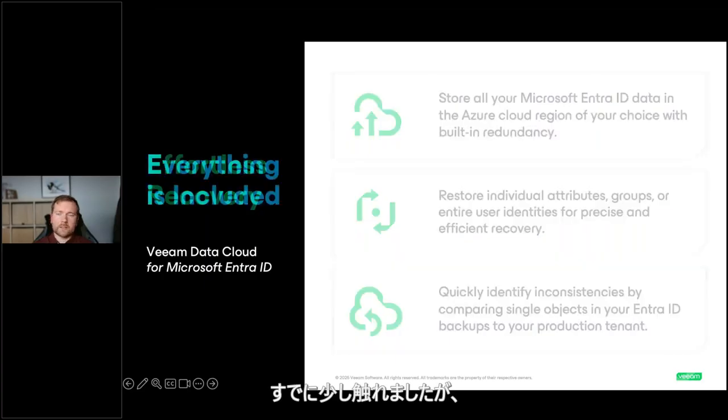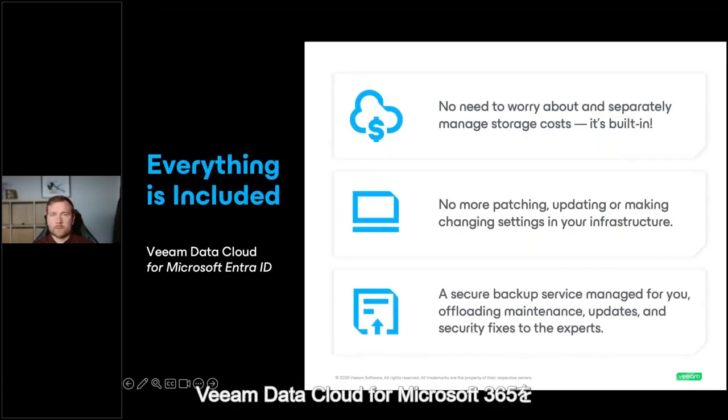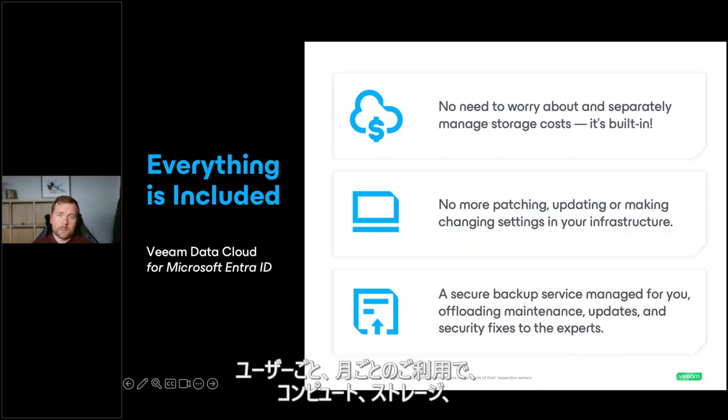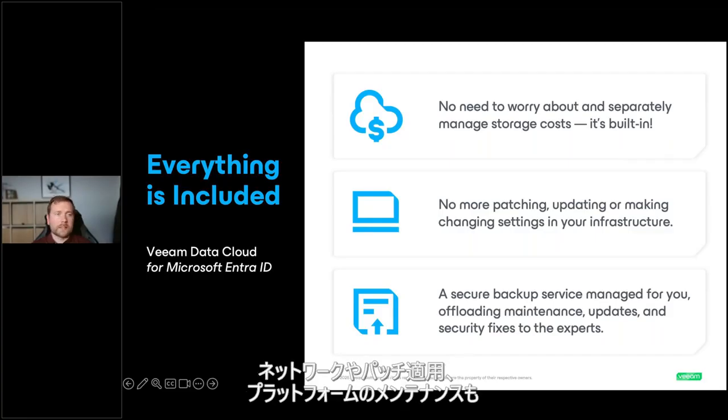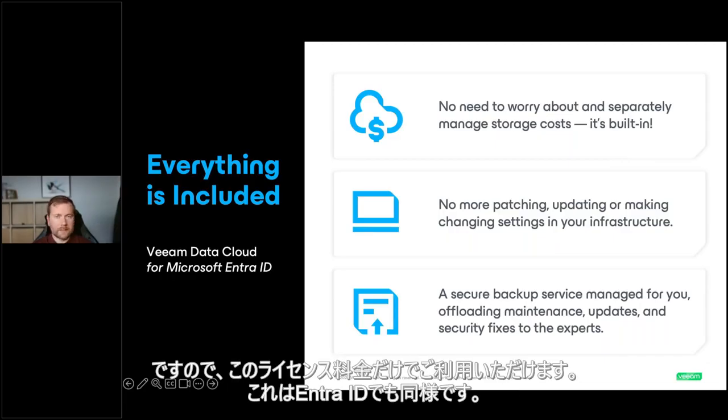Now, something we've already kind of alluded to, but our everything is included model. So if you've got Veeam Data Cloud for Microsoft 365, you might already be familiar with this, but our license model is simple. You consume on a per user per month basis, and all of the compute, the storage, the networking, the patching, the maintenance of that platform, it's all baked into the product from the get-go. So you're just paying that consistent license.